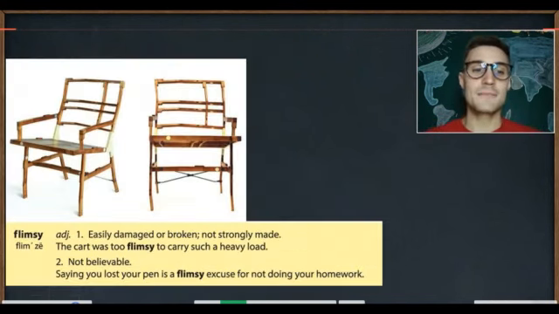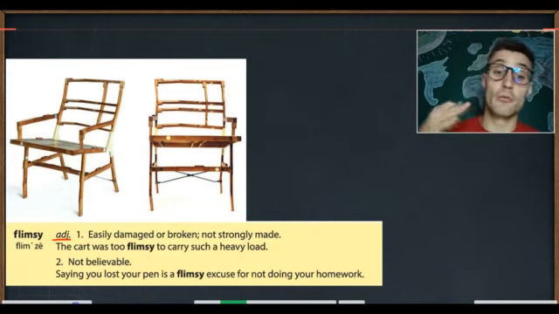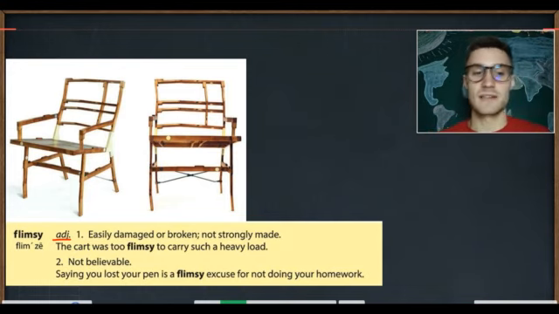Next, it's flimsy. Flimsy has two adjective meanings. We use flimsy first to describe something which is easily damaged or broken, not strongly made. It's flimsy. The cart was too flimsy to carry such heavy load. The second meaning for flimsy is a word we use to describe something which is not believable. Saying you lost your pen is a flimsy excuse for not doing your homework, right?